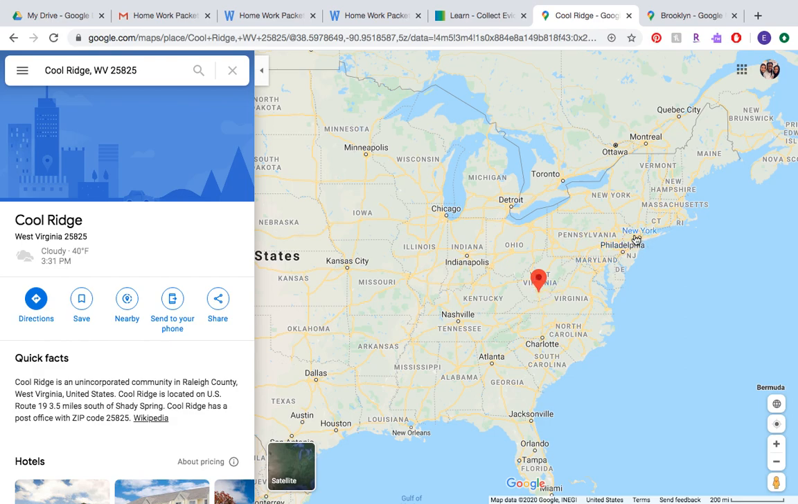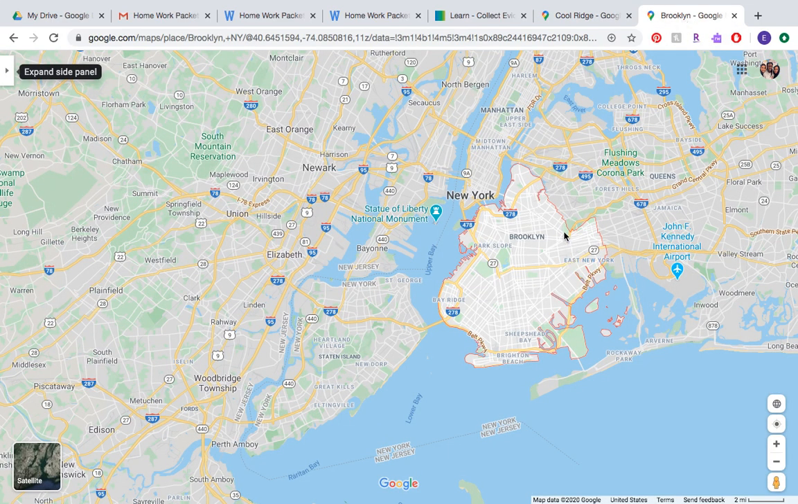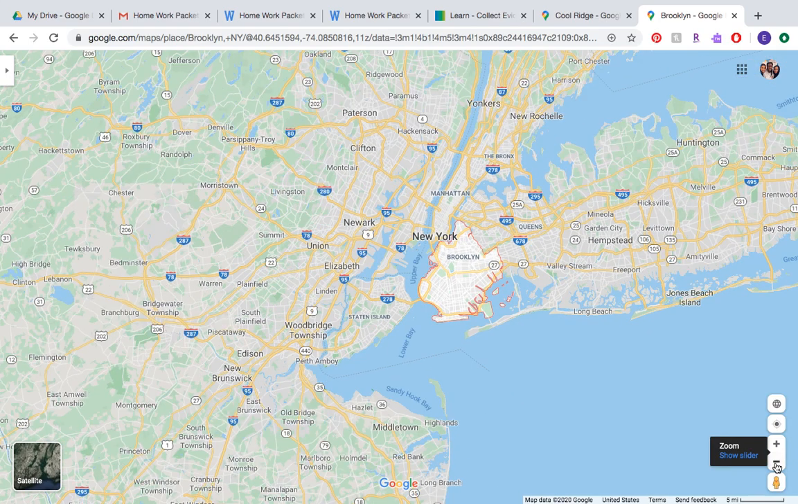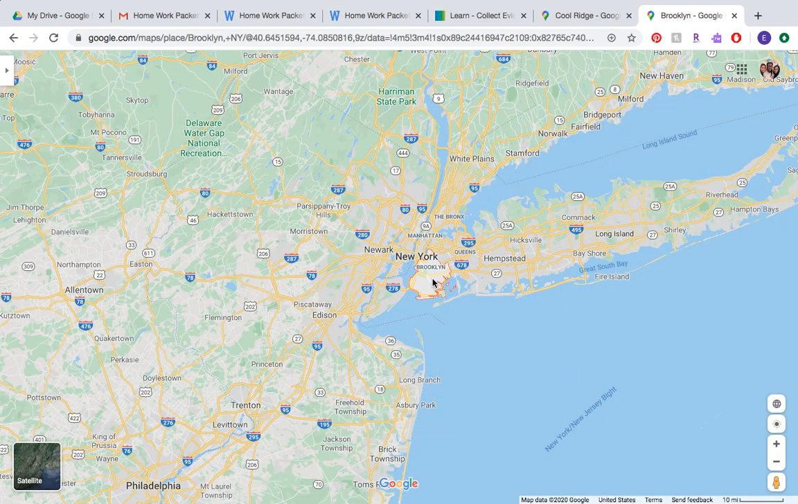This is where we live. We live kind of far. I know on the map it looks like it's close, but it's actually kind of far away, right? So this is where she lives. Where we live, or where we went to school, was Brooklyn. This is Brooklyn, and this is New York, right? If I zoom out, you can see this is where we are. You might not live in Brooklyn, but this is where our school is.